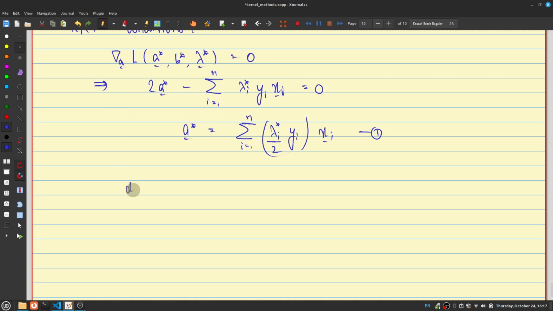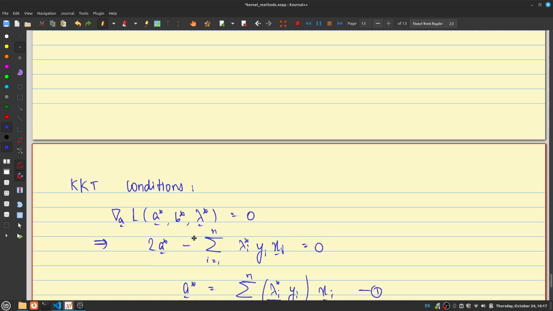Similarly, I want the partial derivative of the Lagrangian with respect to b, at b star, lambda star, to be equal to 0. What does that give us?